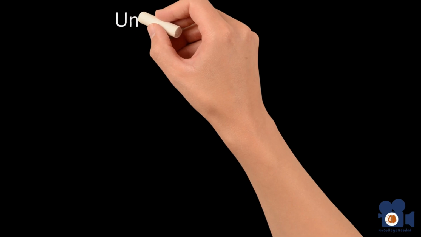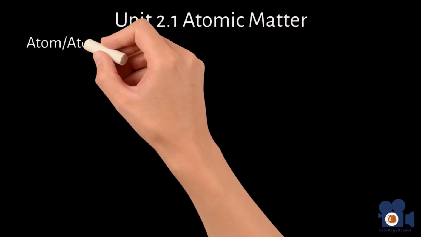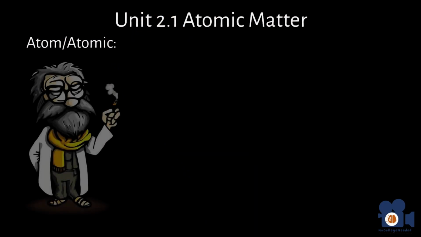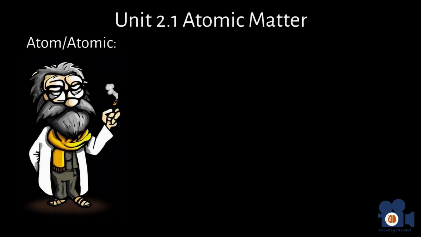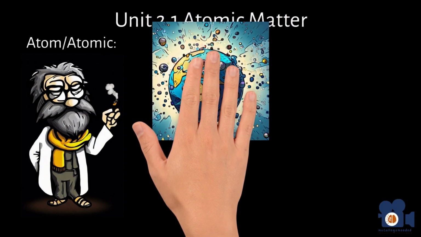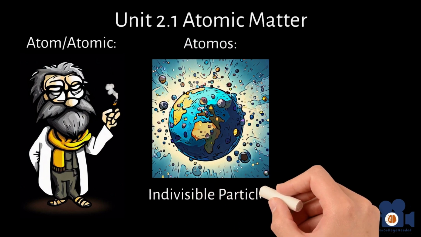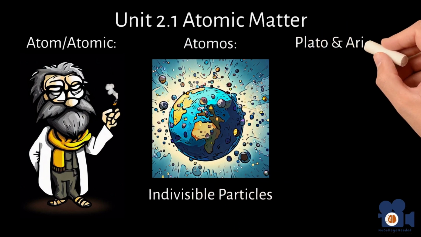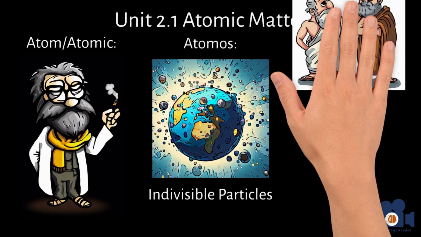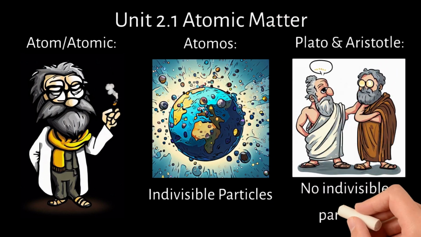In Unit 2.1, we introduce the concept of atomic matter. The word atom or atomic was derived approximately 2,500 years ago by Greek philosophers. They thought that matter in our world was composed of tiny atomos, which translated means indivisible particles. This theory was replaced by Plato's and Aristotle's theories that there were no indivisible particles and that all matter could be divided into smaller bits.